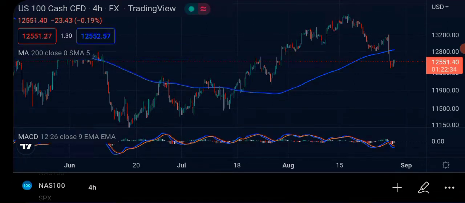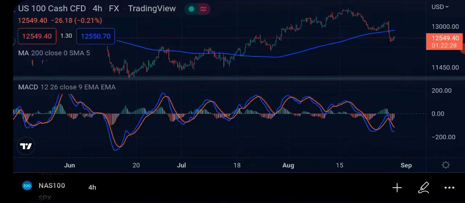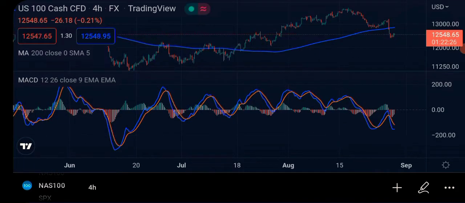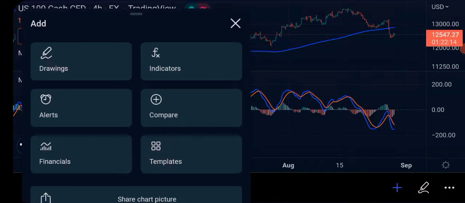And now let me go ahead to illustrate. I will need to bring this higher just for the illustration of how to interpret the moving average convergence divergence. Now you can see here.